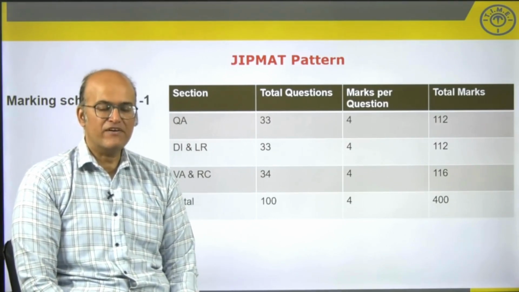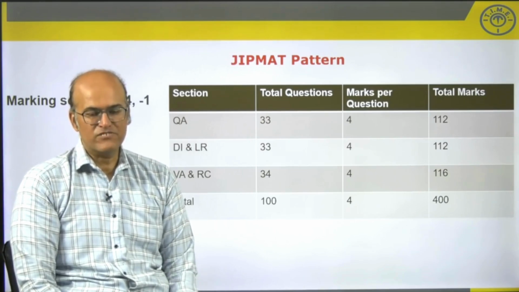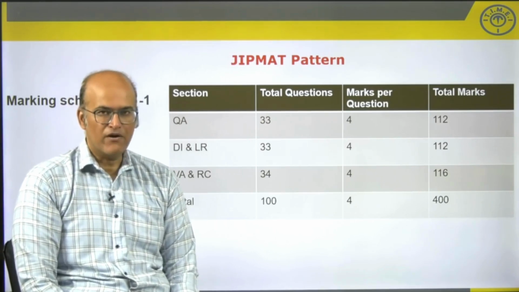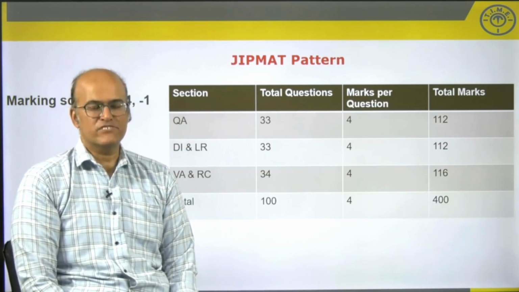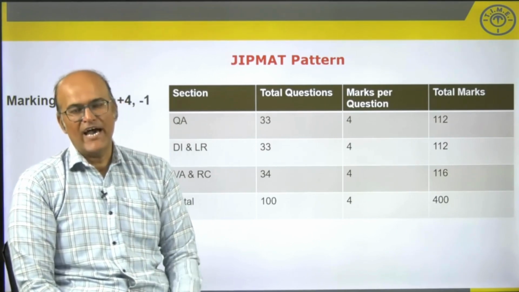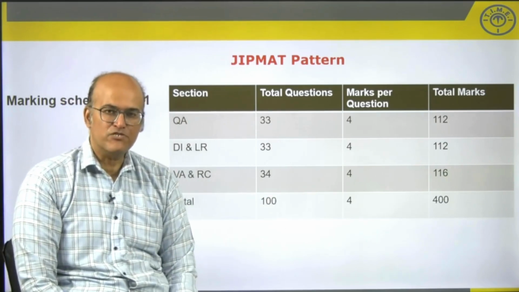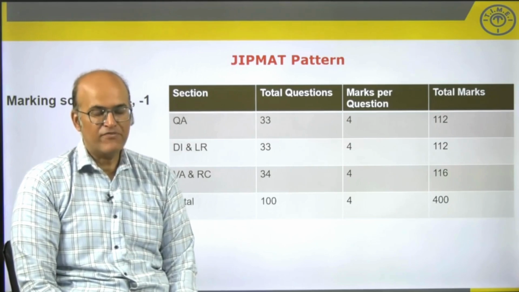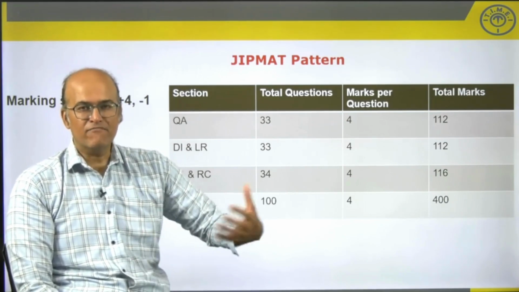As far as JIPMAT is concerned, there are 100 questions in the paper, and these questions need to be finished in 2.5 hours. Every question in the JIPMAT exam is given 4 marks weightage, and if you get it wrong, -1 would be carried out. So there is a provision of negative marking. Students should have been very careful so that they avoid negative marking.